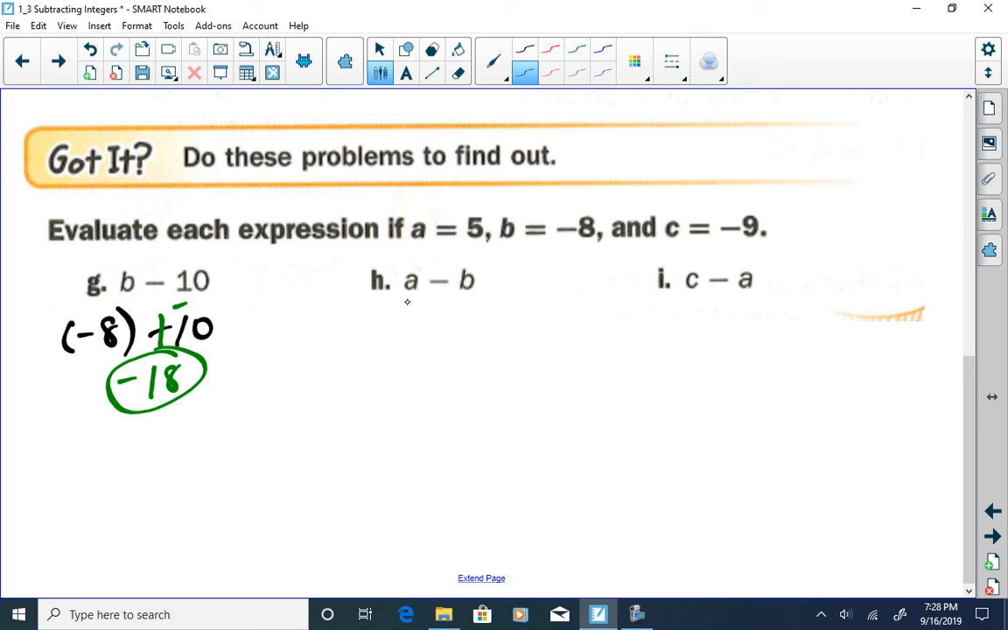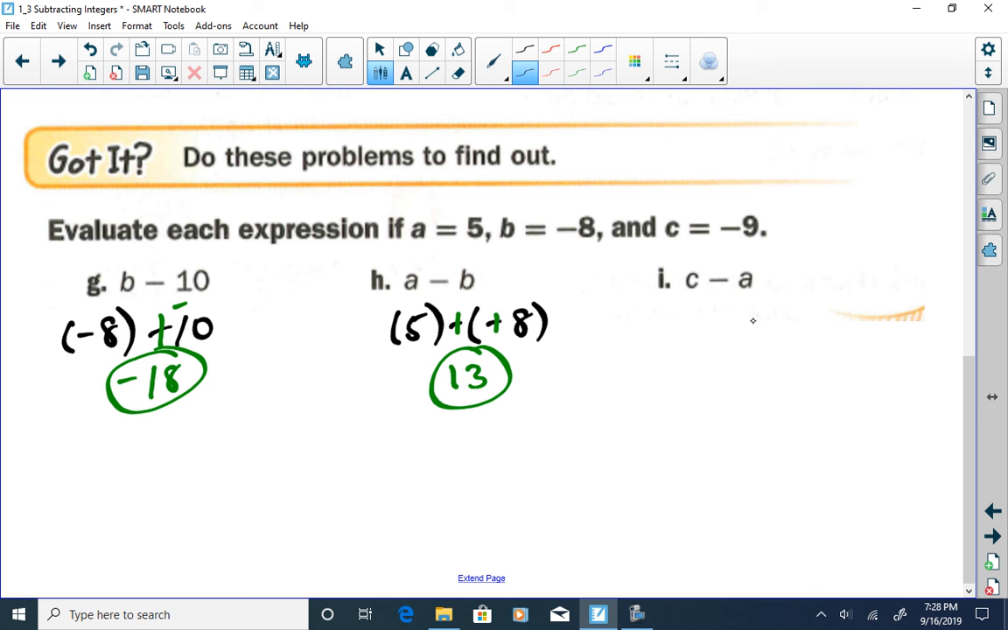A minus B. A is 5. B is negative 8. So we have 5 take away negative 8. We add its opposite. 5 plus positive 8. That's going to be 13.